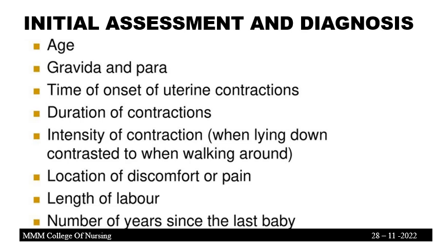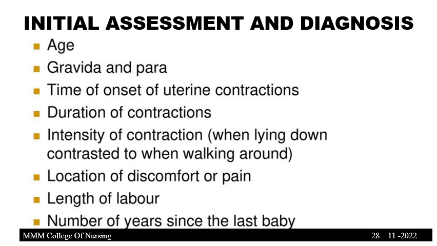So what is an assessment? What all you have to assess? You have to assess the age, gravida, para, time of onset of uterine contraction. So the onset can be in hospital or at home. You have to ask a clear history of the mother. When does the pain start? Whether the pain was regular, whether the pain was increasing. So if the pain was regular and increasing, it means that is the time of onset of true contraction.